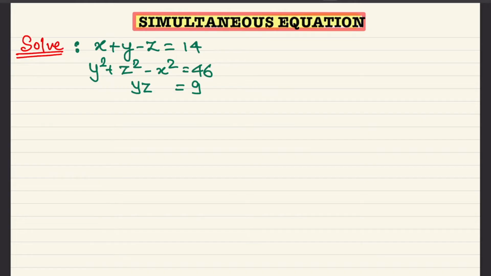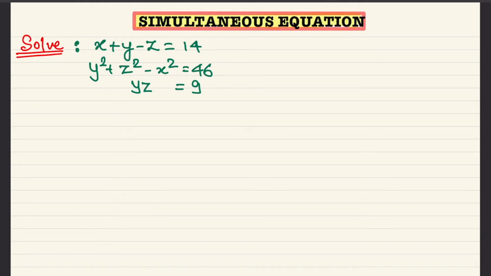Welcome to Intellectual. In this video tutorial, we are going to solve a simultaneous equation: x plus y minus z equal to 14, y square plus z square minus x square equal to 46, and yz equal to 9.